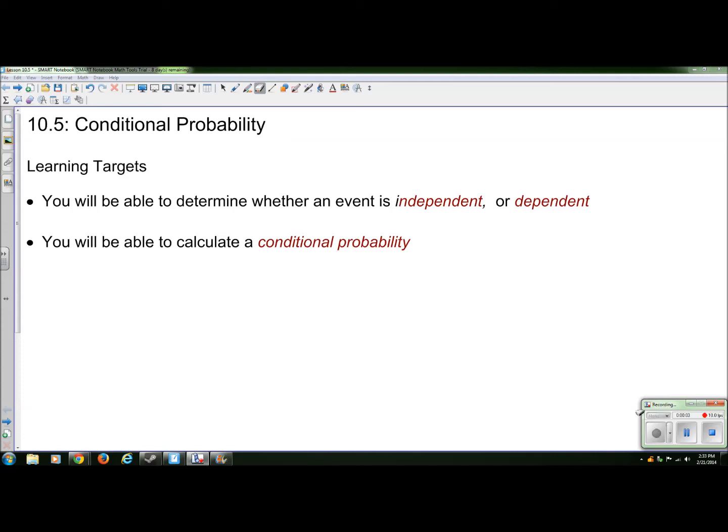Welcome to section 10.5, Conditional Probability. After this lesson, you'll be able to determine whether an event is independent or dependent. You will also learn to calculate conditional probability.